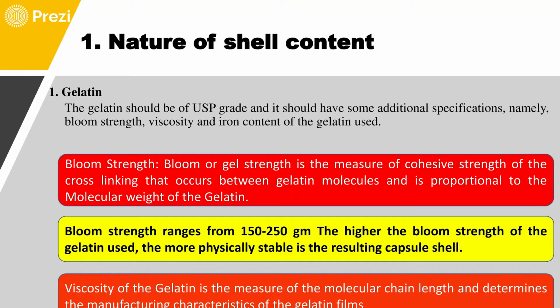So, my dear students, three things are very important when you consider the selection of gelatin for soft gelatin capsules. The first is the bloom strength. Let us first try to understand what the bloom strength is. Basically, bloom strength, also known as gel strength, measures the cohesive strength of the cross-linking that occurs between the gelatin molecules and is proportional to the molecular weight of the gelatin.